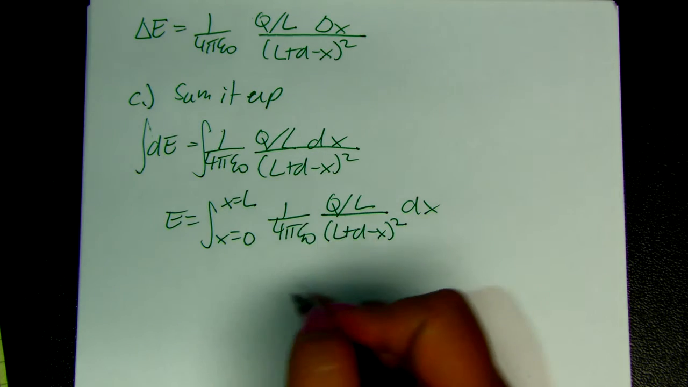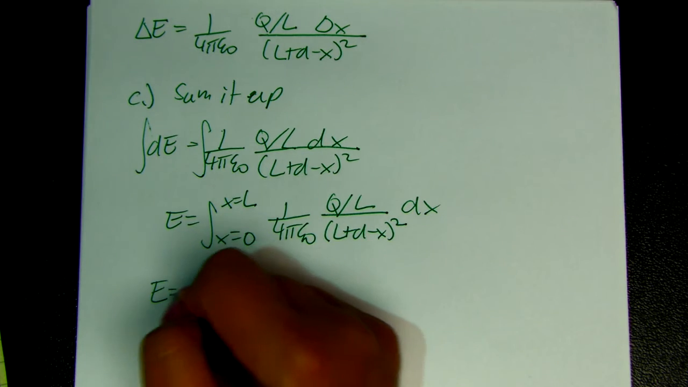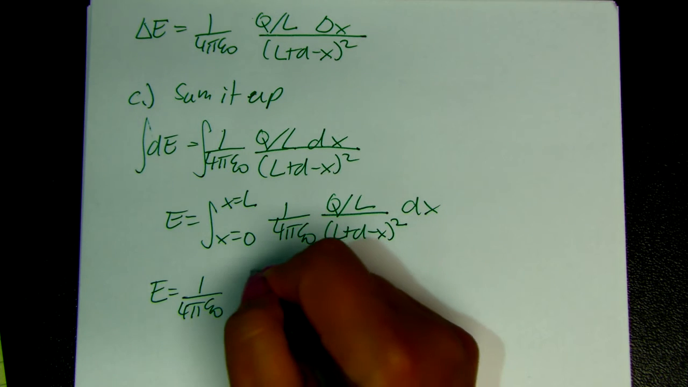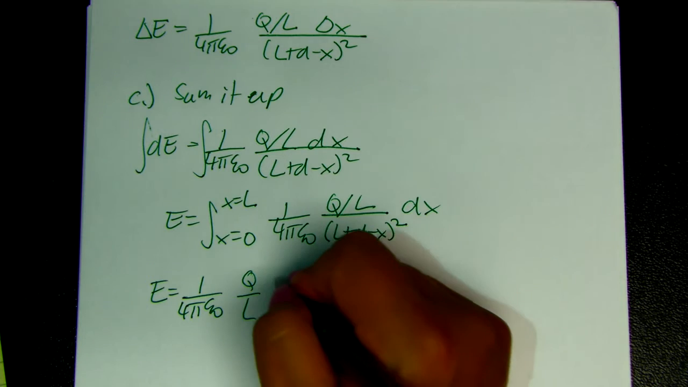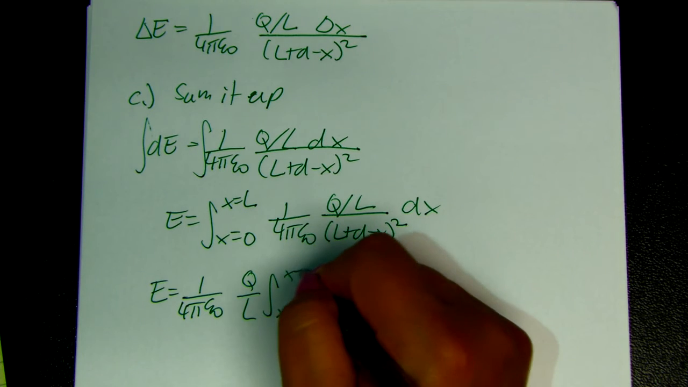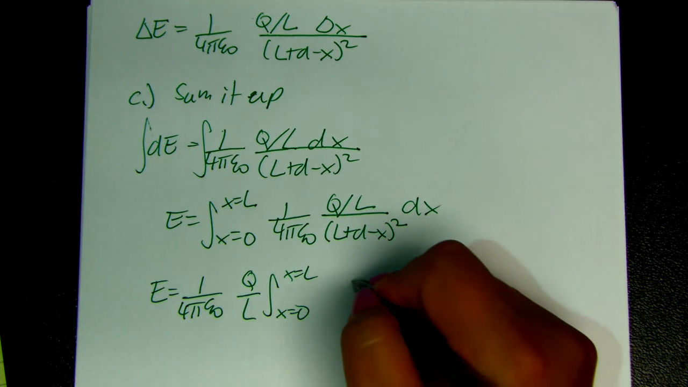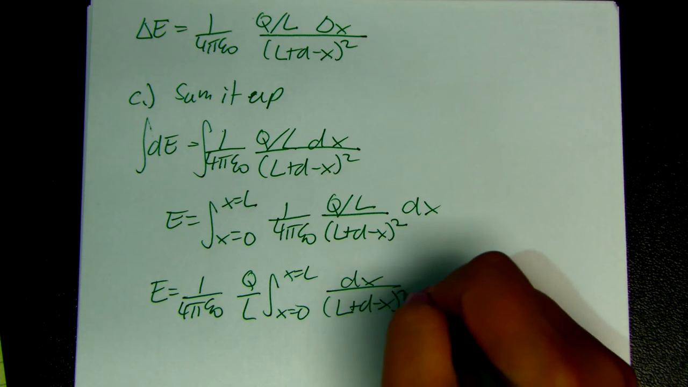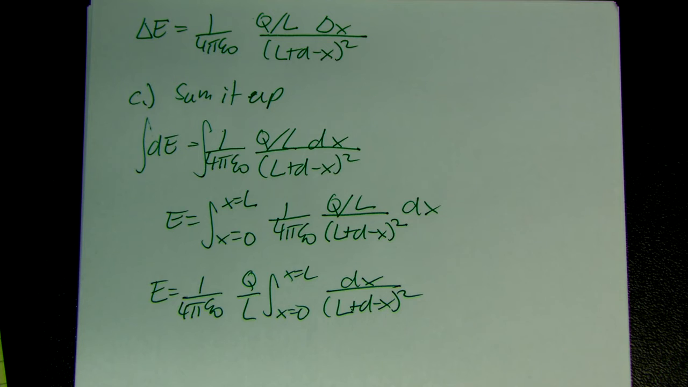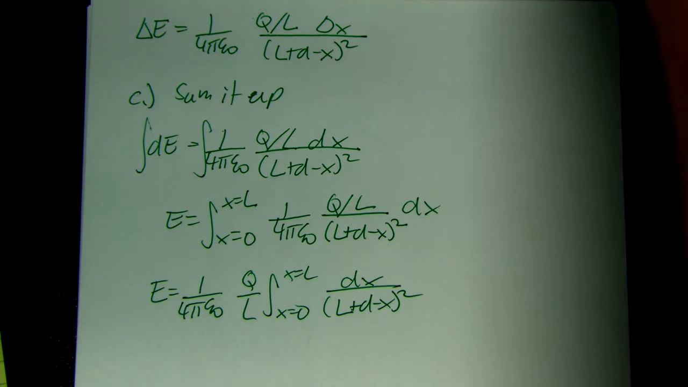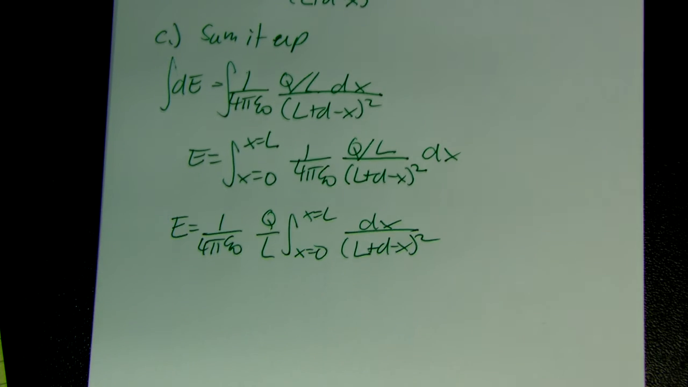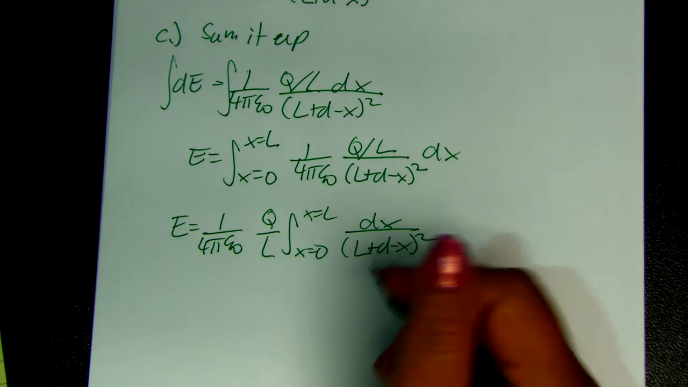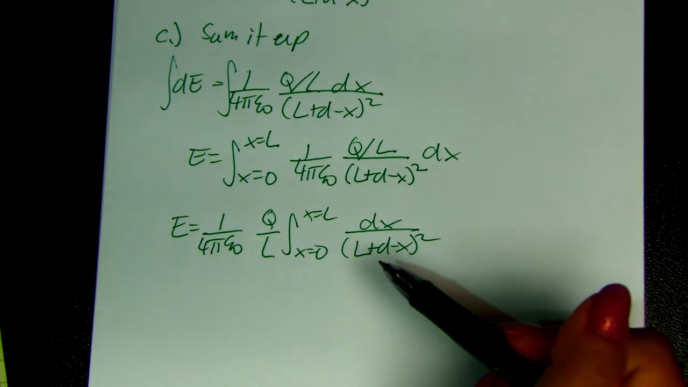All right. So we can bring out our constants in front. We need to simplify this integral first. So this is 1 over 4 pi epsilon naught q over L from x equals 0 to x equals L dx over L plus D minus X quantity squared. So this is not a straightforward integral. So it's not so much a table of integrals problem, and I wouldn't really want to do it by integration by parts, but this is a perfect candidate for u-substitution.